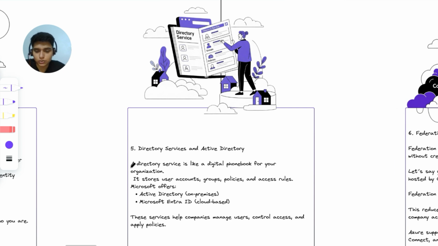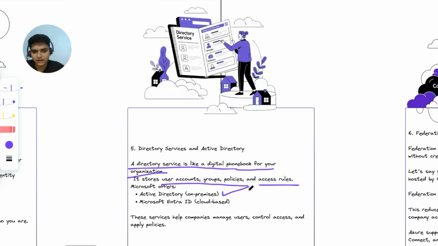Now let's head on to the fifth topic of part B, section 1, directory services and Active Directory. Directory services are like a digital phone book for your organization. It stores the user accounts, groups, policies, and access rules. Microsoft offers Active Directory, which is for on-premises. What does on-premises mean? On-premises means you have your own server in your office with all the networking and all. That means it is locally hosted, which means on-premises. And Microsoft Entra ID is cloud-based.